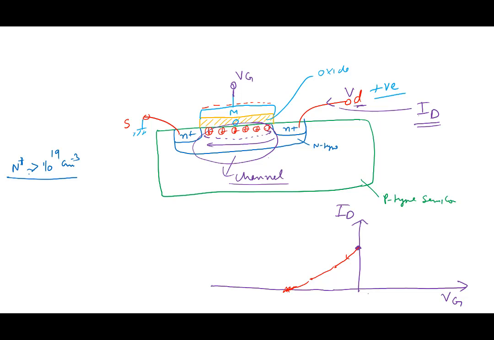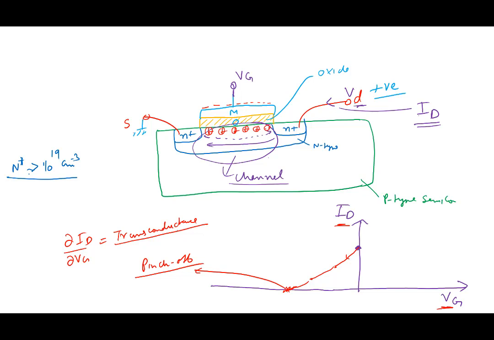So you would see that ID is flowing like this. And maybe at this point it makes sense that we call this point pinch off. You have pinched the channel off, no channel there. Pinch off point. And obviously ID varies with gate voltage. So there is del ID by del VG. There is transconductance. The device exhibits transconductance.